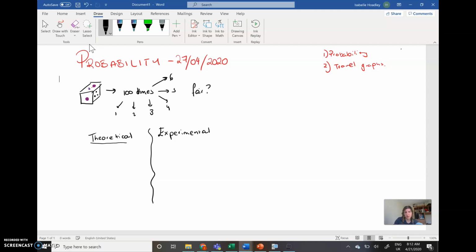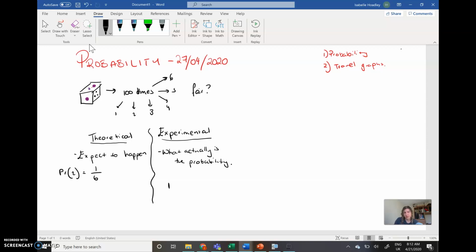Theoretical probability is what we expect to happen. So when you roll a dice, you might think your probability of getting a 2 is 1 out of 6, because there's one 2 and 6 sides altogether. That's your theoretical probability. Experimental probability is what actually happens, and the only way you can determine that is by testing.